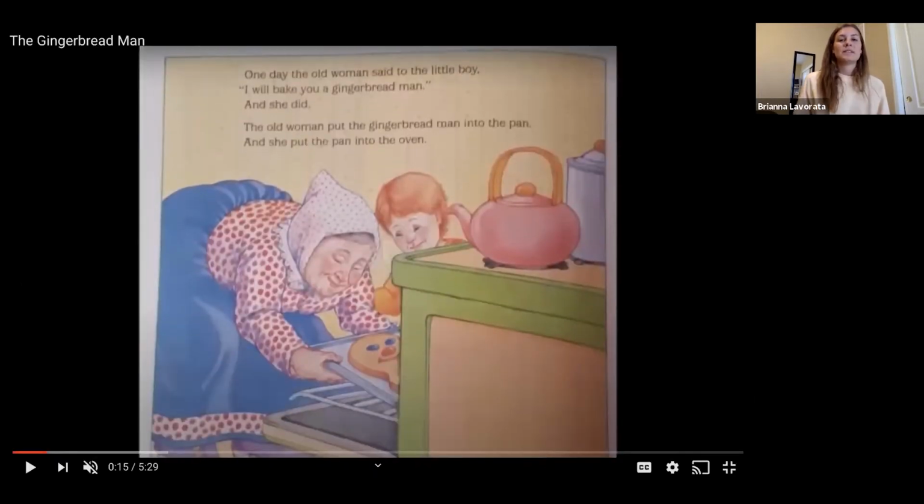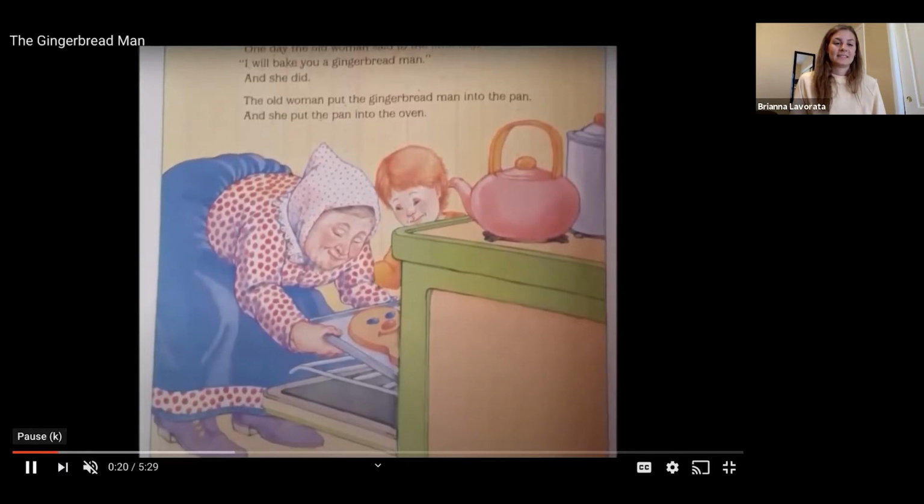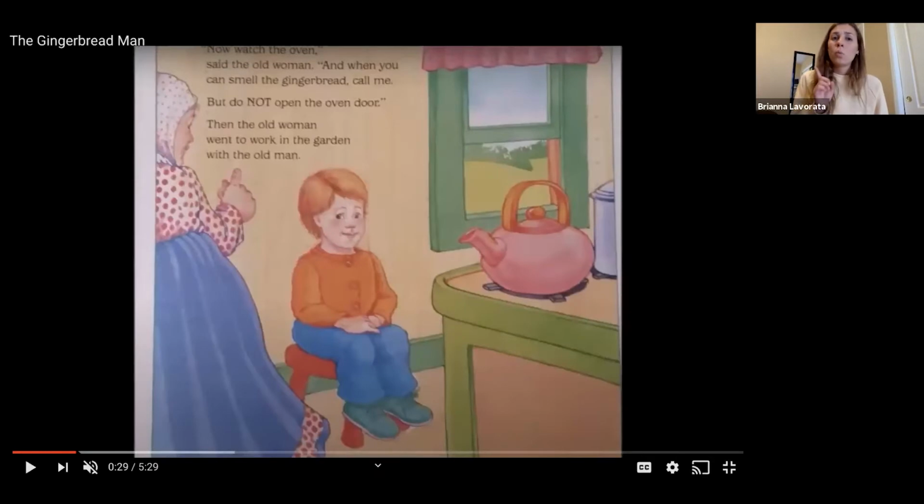One day, the old woman said to the little boy, "I will bake you a gingerbread man." The old woman put the gingerbread man into the pan, and she put the pan into the oven. "Now, watch the oven," said the old woman, "and when you can smell the gingerbread, call me, but do not open the oven door." Then the old woman went to work in the garden with the old man.